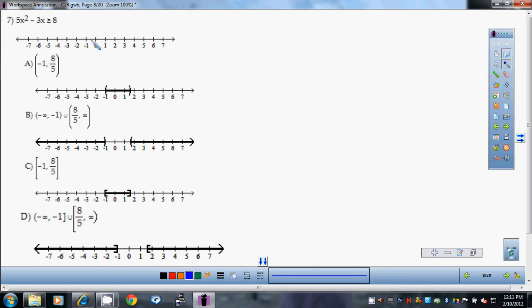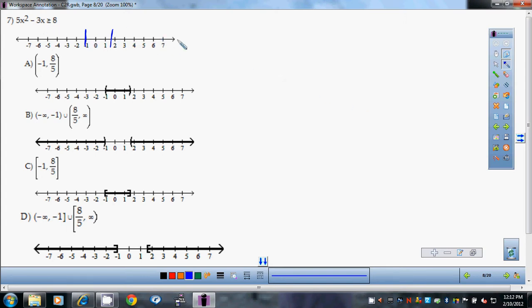-1 and 8/5. That's right. They show up like every single one. Here we go again. So, what's the easiest one to check here? 0. When in doubt, use 0 unless it's one of your roots.